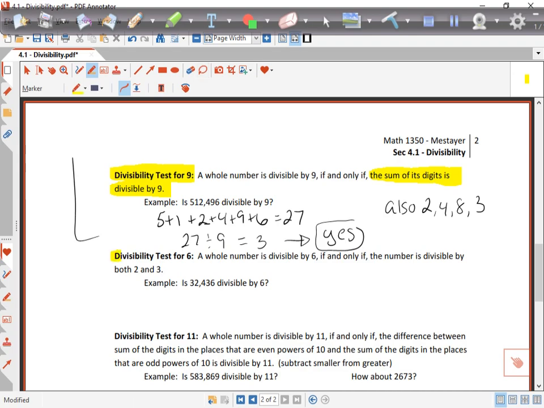The next one, divisibility test for 6. The number is divisible by 6 if it is divisible by both 2 and 3. So we can decide if this is divisible by 2 and 3. So we start off with it's even. So it's divisible by 2.